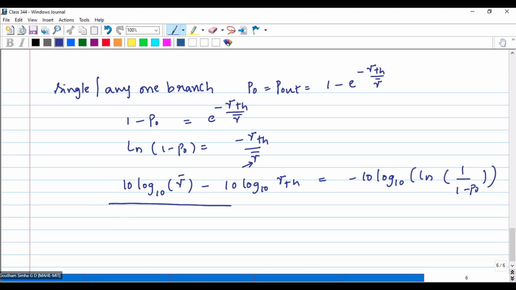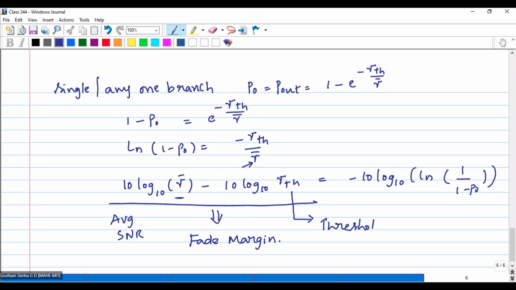Now, whatever I am getting over here is called the fade margin. Fading margin. Now, this gamma bar is the average SNR. This is my average SNR, and this gamma TH is the threshold. Now, I have understood two things out of this equation. For single branch, minus 10 log 10 natural log 1 by 1 minus P naught I will get, and I'll come to know what is the fade margin.